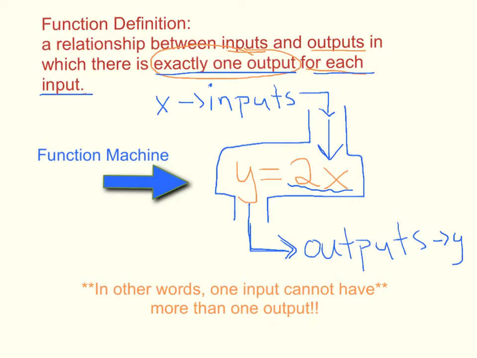Or, in other words, one input cannot have more than one output. As you're putting values in for x, you can only have one output. You could never have two different outputs for one input. So that is the definition of a function.